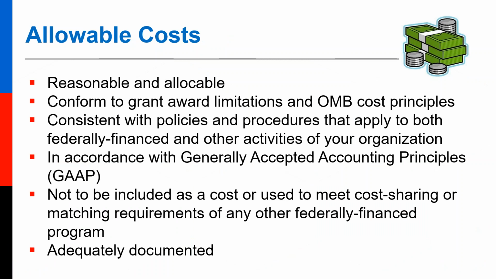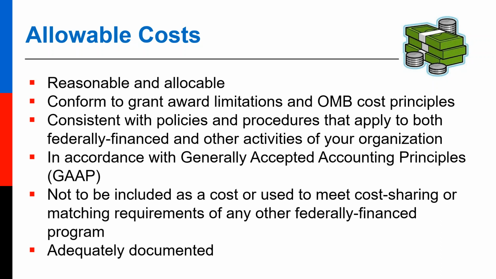On the opposite end, to be allowable under a grant, costs must be reasonable and allocable for the performance of the award, conform to the grant award limitations and the OMB cost principles, be consistent with policies and procedures that apply to both federally financed and other activities of your organization, be given consistent treatment within the entire organization, be in accordance with the generally accepted accounting principles or GAAP, and not be included as a cost or used to meet cost sharing or matching requirements of any other federally financed program.